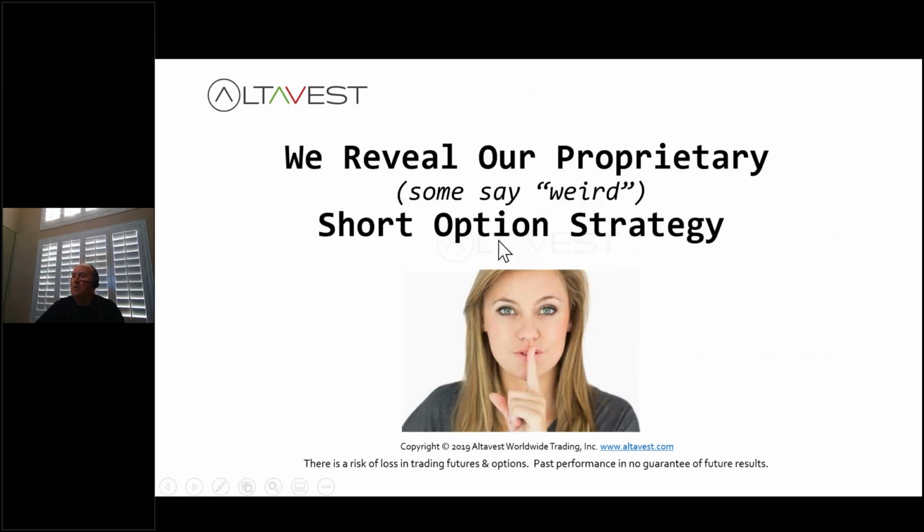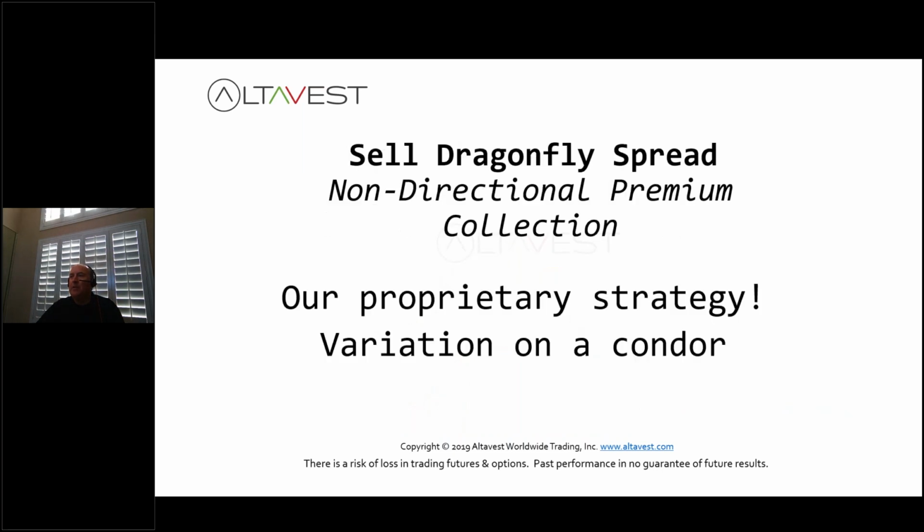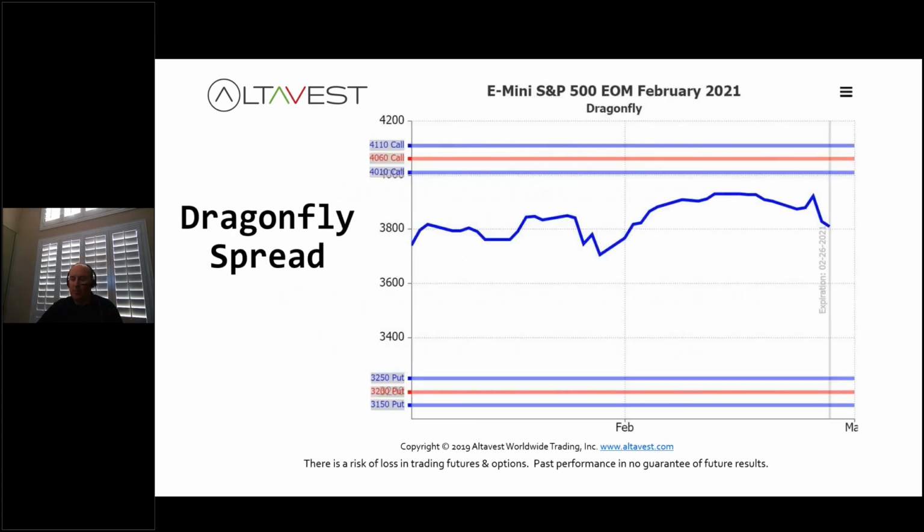Now here's another strategy you've never heard of. People refer to it as weird, but they love it, and it's called the Dragonfly. It's 6 legs, and it looks similar to a Condor with an additional leg on each side. And here's what it looks like, and I'll explain that for you. You sell 4 of these out-of-the-money calls, buy 3 further out and 1 closer to the money, and the net result is you collect premium. And same thing on the puts, you sell 4, you buy 3, and you buy 1. Same structure on the puts.